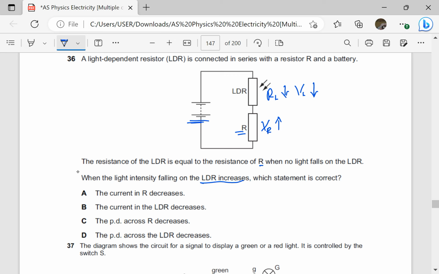The current in the LDR decreases? It actually increases because the total resistance becomes smaller. The PD across R decreases? The PD across R actually increases. The PD across the LDR decreases. That is very true. The PD across the LDR decreases. The PD across R is supposed to increase. So V across R becomes bigger.